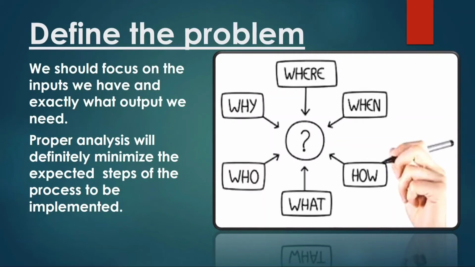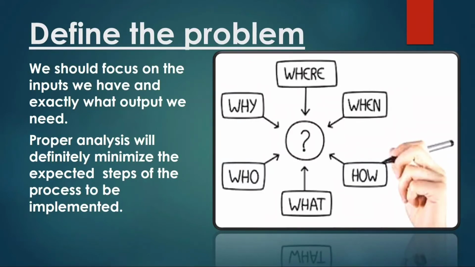Suppose I take the earlier example, making a cake. My problem is making a cake. So first I got my problem, define the problem: I have to make a cake. We should focus on the input we have and exactly what output we need. My input is making a cake, and the output I need is a delicious cake, because I'm feeling so hungry.